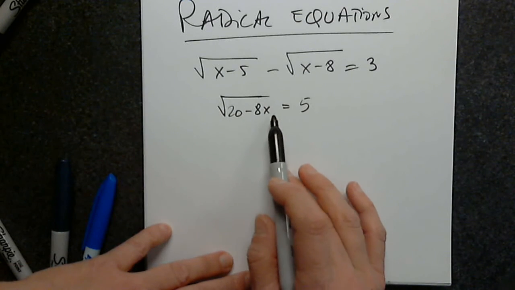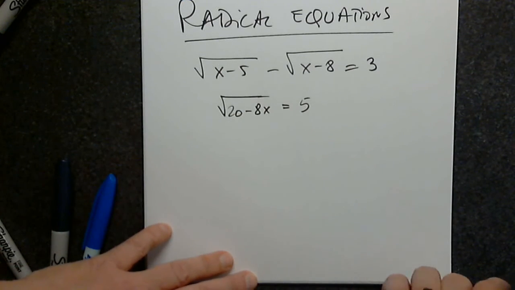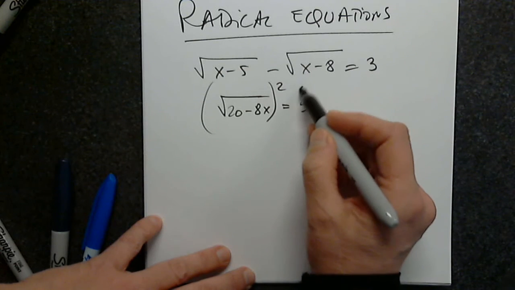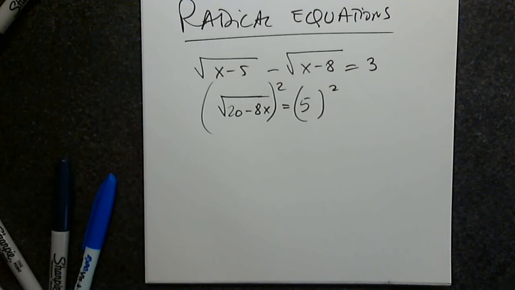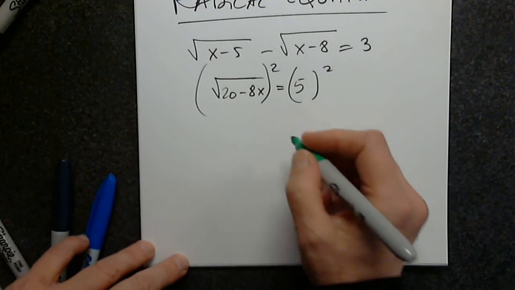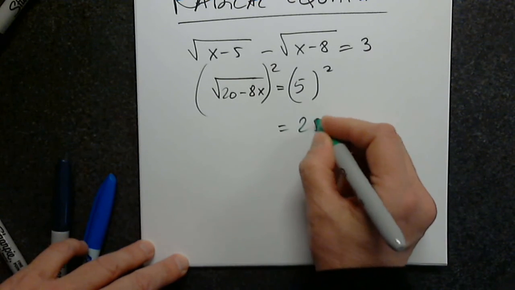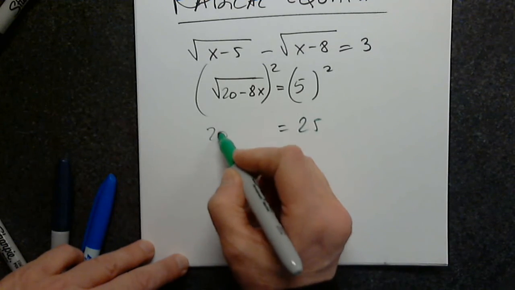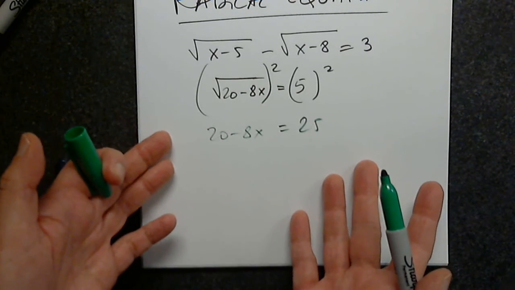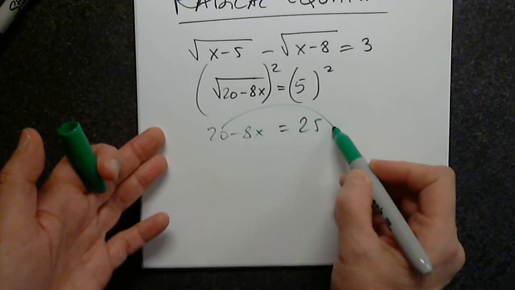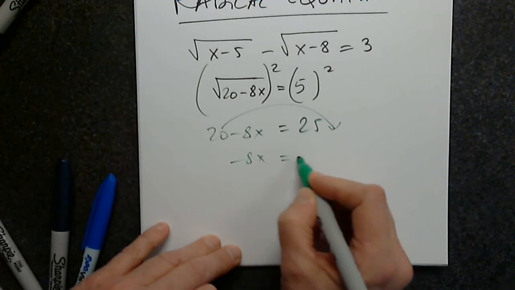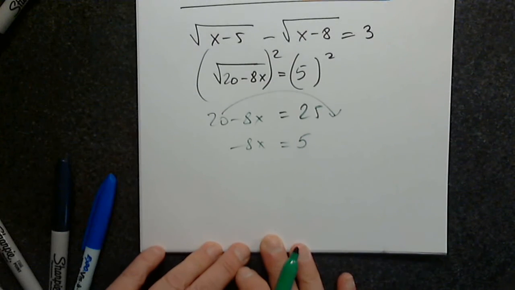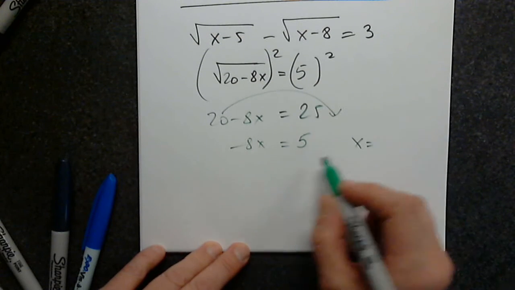So the square root of 20 minus 8x equals 5. This is a radical equation. The only chance we have to eliminate the radical is to square both sides. So we square both sides, and can anyone give us the right-hand side? 25. Can anyone give us the left-hand side? 20 minus 8x. Excellent. So now this is a simple linear equation. I will have to move 20 to the other side, subtracting 20, and I divide both sides by negative 8.